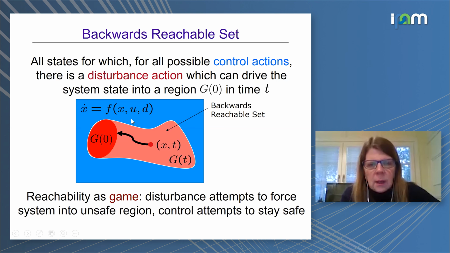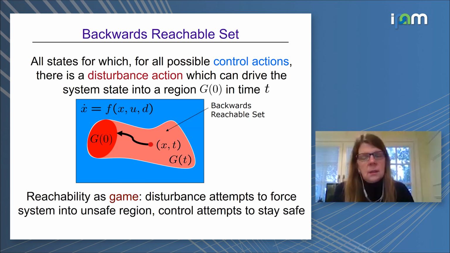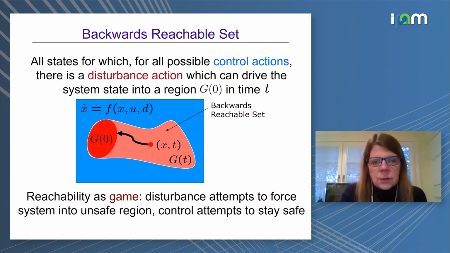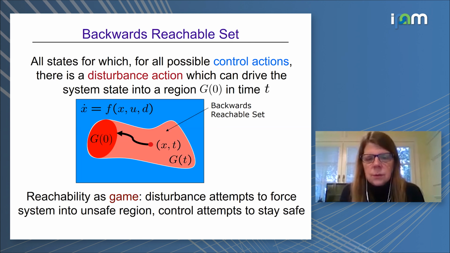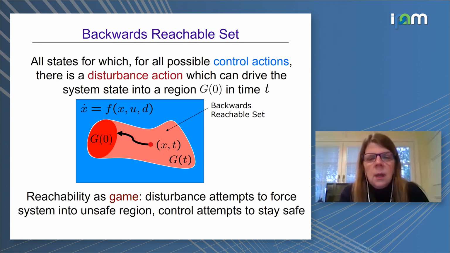Now, the control, this problem of having the ability to control in the face of disturbance, which may be, you don't know what it's going to do, it's a disturbance, but it could be acting against you, led us to formulate this problem of computing a reachable set as a game problem. So in which the disturbance is attempting to do its worst to force the system into an unsafe region, this region G at time 0, and the control is doing its best to try to keep the system in a region which is outside of that set G of 0.